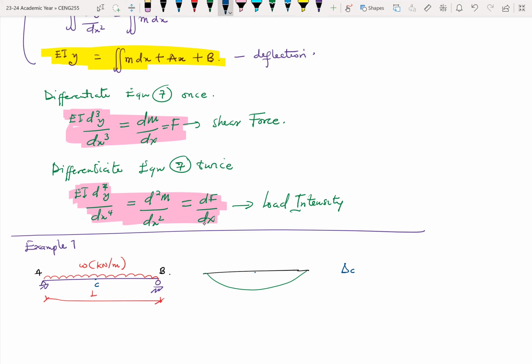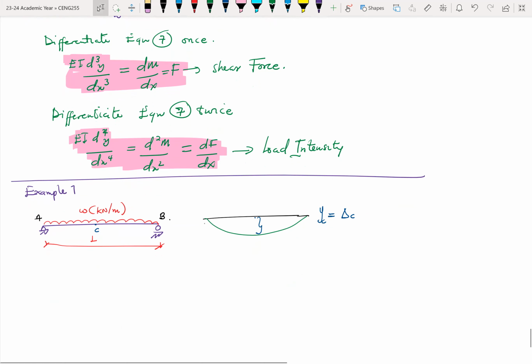So that's the general idea. So find delta C, or maybe in this case, YC is the same as delta C anyway. So let's find this deflection, and to do that, we need to formulate an equation for the moment.